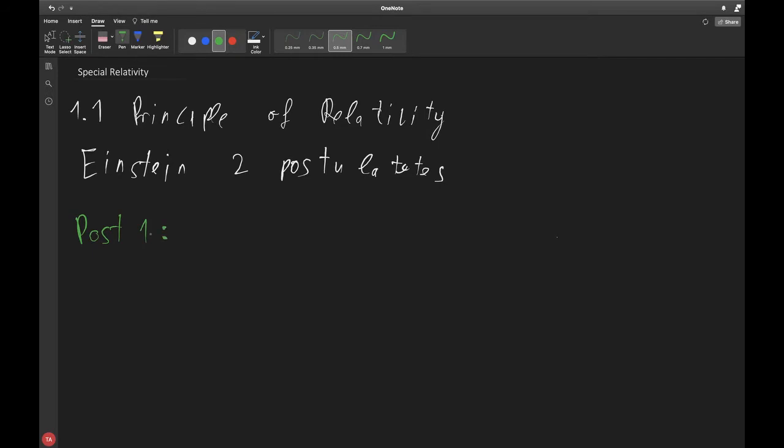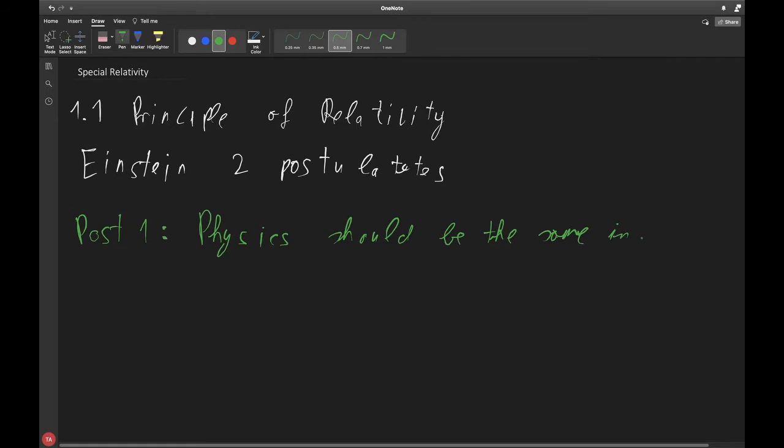is that the physics should be the same in all frames of reference. What do I mean by this?